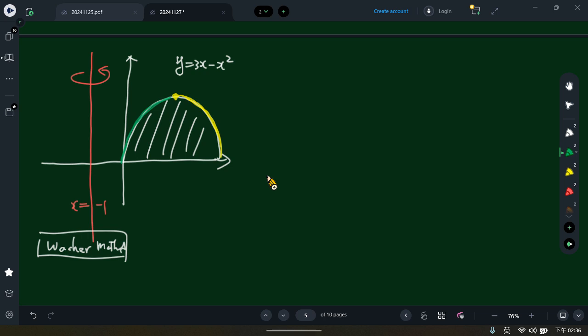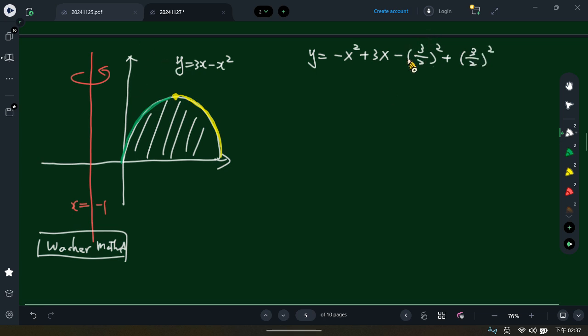But that takes some time to do, so I will quickly solve this for you. For example, in the beginning, y is equal to minus x squared plus 3x. Then make it a perfect square. So it will be like this one. Right? So through adding and subtracting one item, adding the same item, then we can get this one.